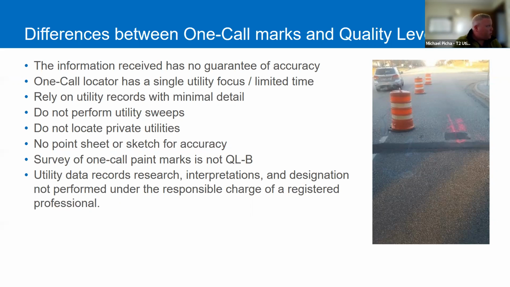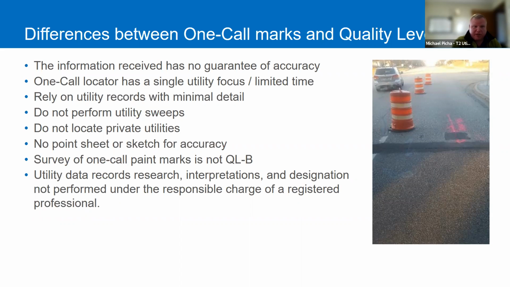The one call locator usually has a single utility focus and is limited by time. For our process, we're doing an entire corridor. So we're not only looking for specific utilities; first of all, we try to get all the records, and we have them when we're out there doing our designating. We also perform utility sweeps, so we're looking for unknown anomalies, anything that might not be in the records. There's inductive and conductive sweeping that we do as well.